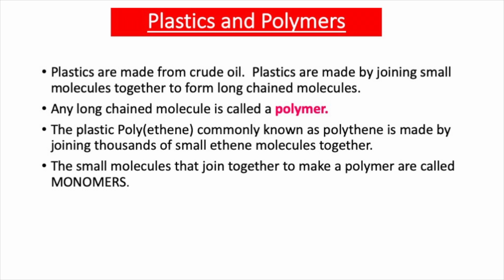Now when ethene joins together with other ethene molecules to make a long-chained polymer, the type of reaction is called addition polymerization. Polymerization is making a polymer, and an addition reaction takes place when lots of ethene molecules join together.